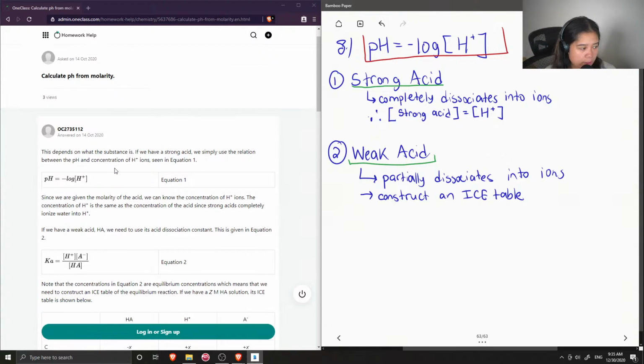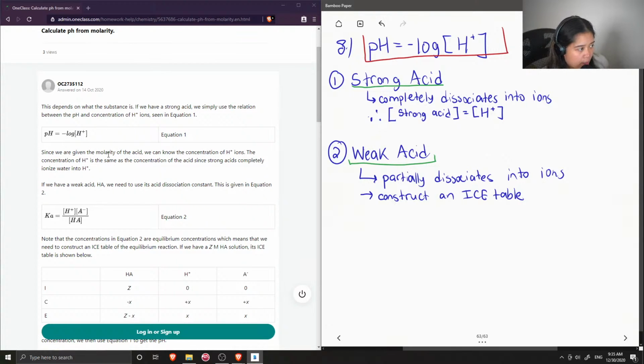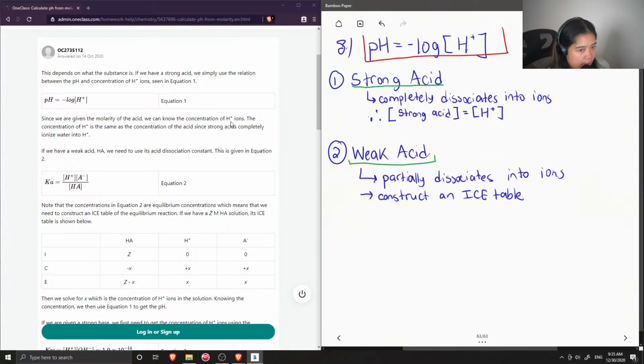Okay, so let's see what the junior tutor said, because they might have some examples. So this depends on what the substance is. If we have a strong acid, we simply use the relation between the pH and the concentration of H+ ions. As seen in equation 1, pH is equal to negative log of the concentration of H+. Since we are given the molarity of the acid, we can know the concentration of H+ ions. Concentration of H+ is the same as the concentration of the acid, since strong acids completely ionize water into H+.